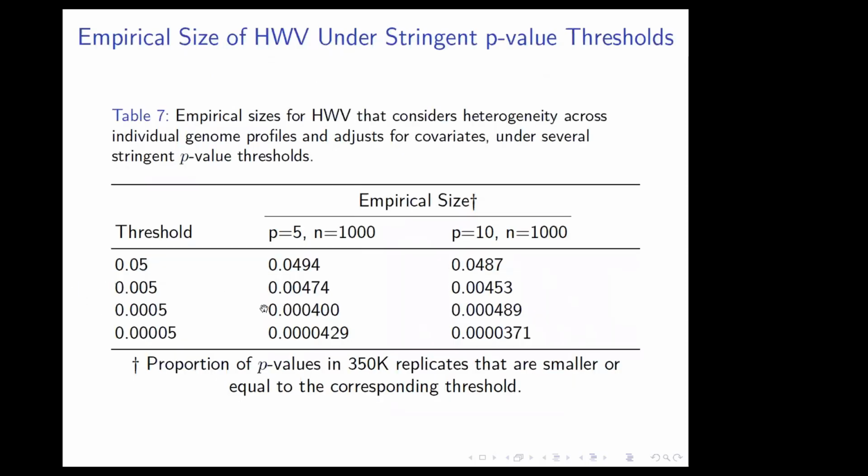And finally, we did a simulation to assess the empirical size of HWV under stringent p-value threshold. In GWAS and the sequencing studies, we have a lot of hypothesis tests to do. So we need to use Bonferroni methods or FDR methods to control for multiple comparisons. And those approaches will lead to stringent p-value thresholds. Here you can see that under stringent p-value threshold, the empirical size of HWV is still close to the nominal level. So this indicates that our test is still applicable in GWAS and the sequencing studies.